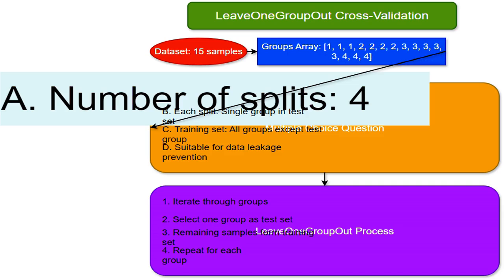This approach prevents data leakage. Data leakage can happen if similar samples are both in training and testing data. By splitting by groups, this is avoided.